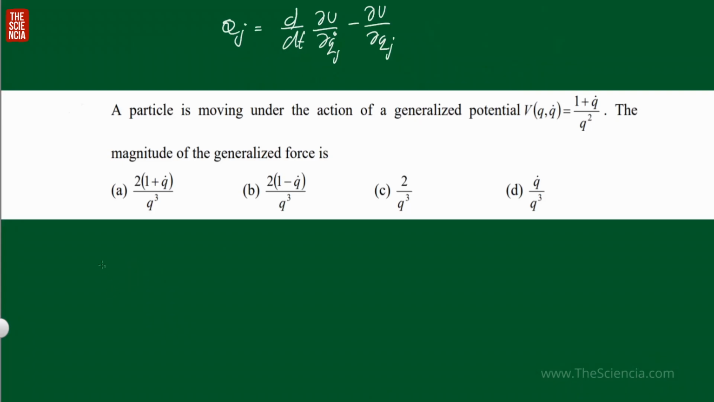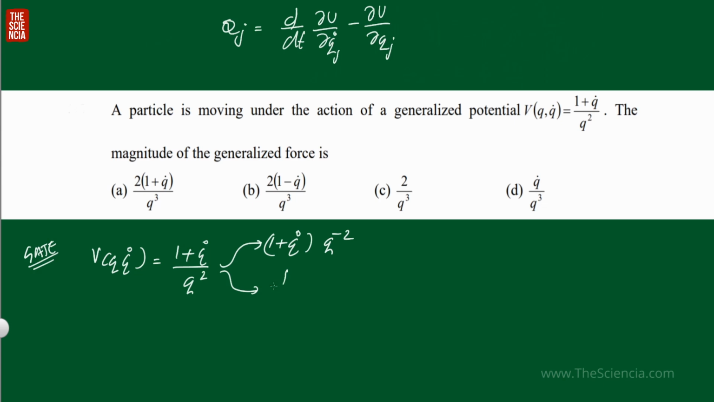This one is a previous GATE question, and they asked to find the generalized force. Here the generalized potential is given. What is the generalized potential? V of q, q dot equal to (1 plus q dot) by q squared. Here I can rewrite this equation in two forms, that is (1 plus q dot) into q raised to minus 2, and in another form, that is 1 by q squared plus q dot by q squared. This is just to avoid confusion.